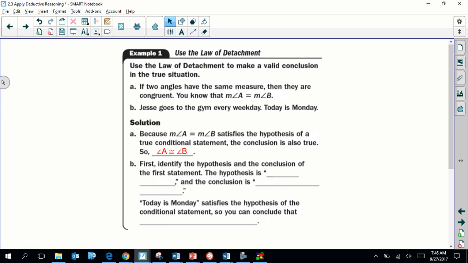Next, we have: Jesse goes to the gym every weekday. Today is Monday. If we look at that as a conditional statement, we have a hypothesis and a conclusion: if it is a weekday, then Jesse goes to the gym. Accepting that as a true conditional statement, if I now say that today is Monday, the conclusion, using the law of detachment, is that Jesse will go to the gym today.